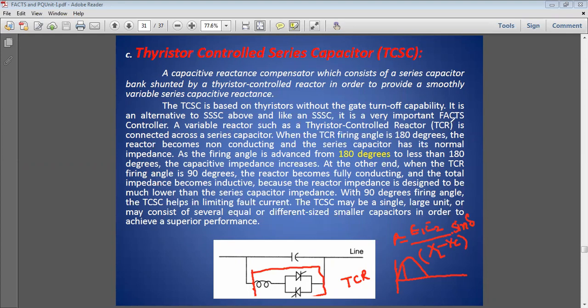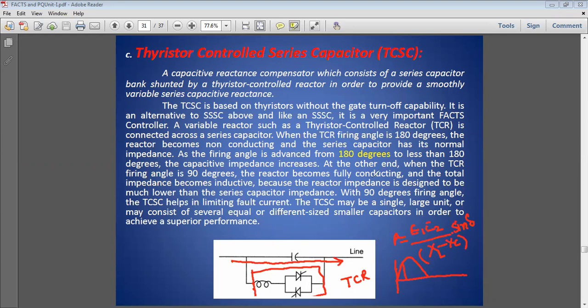Okay, it is an important FACTS controller. A variable inductor such as a thyristor controlled reactor, TCR, is connected across the series capacitor. When the TCR firing angle is 180 degrees, what happens? The reactor becomes non-conductive, and the entire current is going to flow through the capacitor.